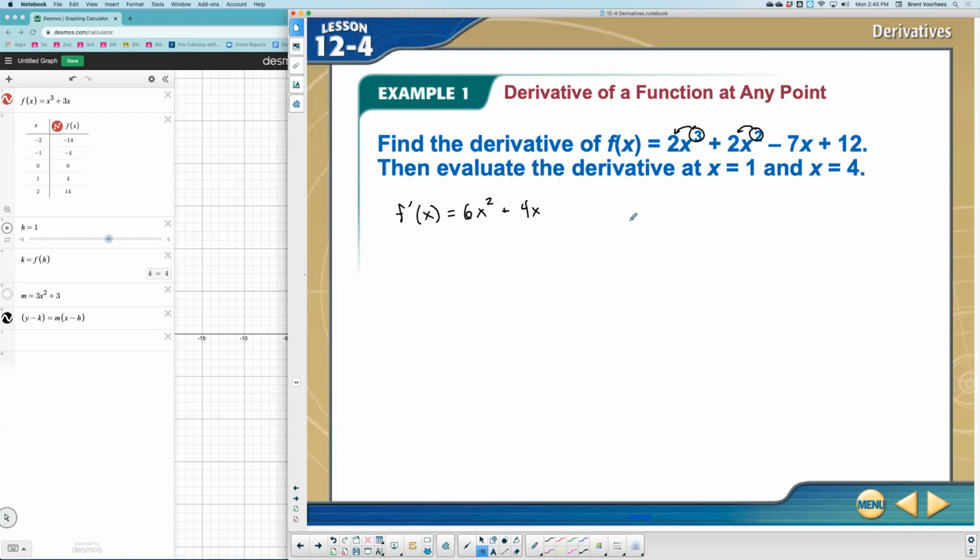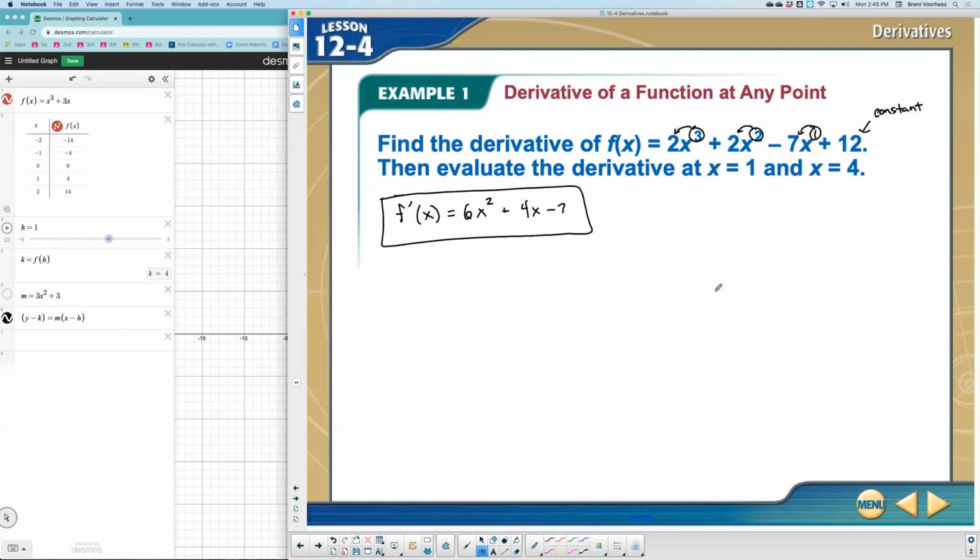Over here, this is like a power of 1. So you would take the power of 1 and multiply, so it'd be -7. But this becomes x to the 0, and you don't need to write that. You can just leave it like that. This is what we call a constant, and so its derivative is 0. It disappears. So that right there is my derivative. That equation will find the slope at any one point on this graph.